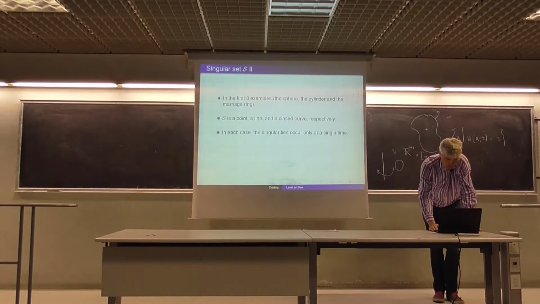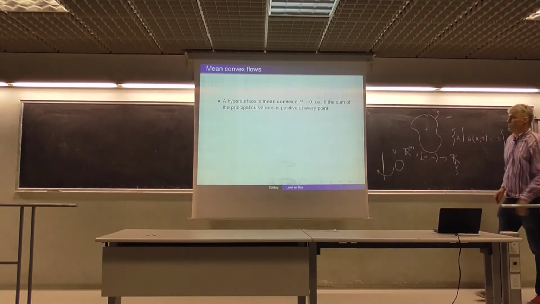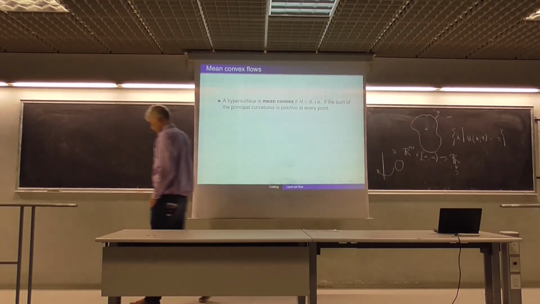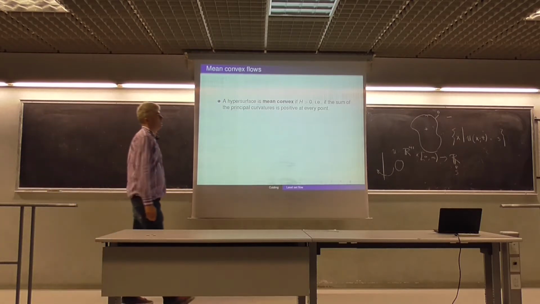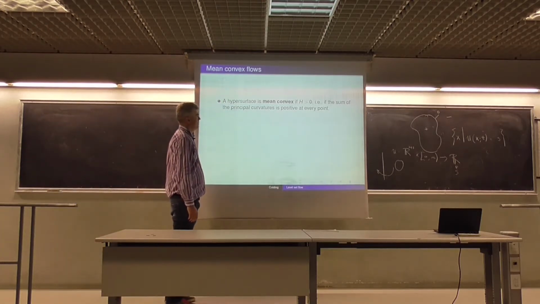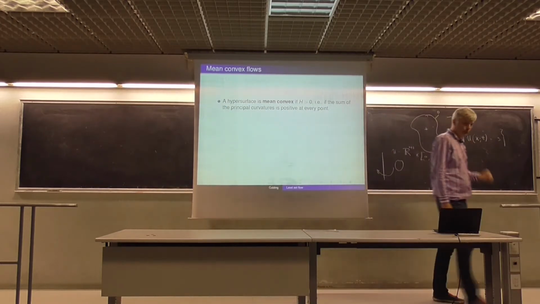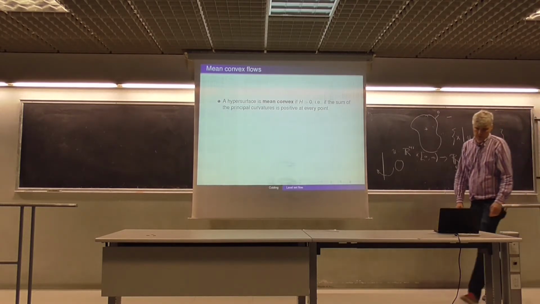Now let me define what it means for a hypersurface to be mean convex. We say that a hypersurface is convex if all the principal curvatures are positive, and it's mean convex if the sum of all the principal curvatures is positive. Here, it doesn't really matter whether it's mean convex or weakly mean convex. It is also fine if you want to look at whether the mean curvature is nonnegative as opposed to strictly positive.